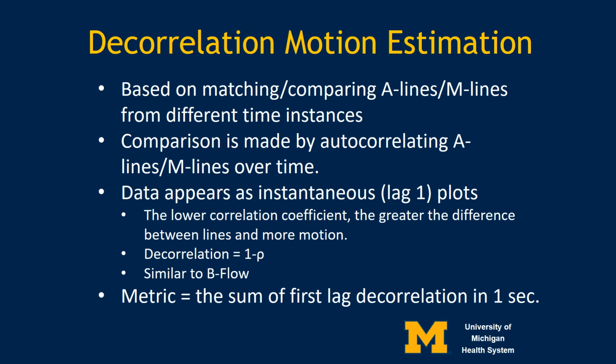The data is presented as instantaneous one-lag plots. The lower the correlation coefficient, the greater the difference between the lines and the more motion. The motion is presented as decorrelation, which is 1 minus the correlation coefficient. And in some sense, this is similar to B-flow. The metric that we ultimately use for the comparison with the ALS patients is the sum of the first lag decorrelations over 1 second.